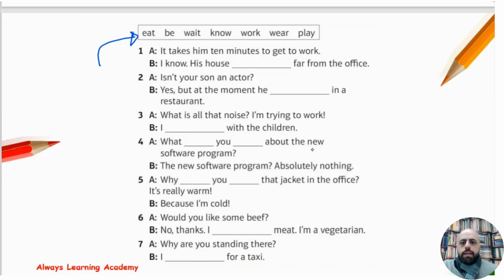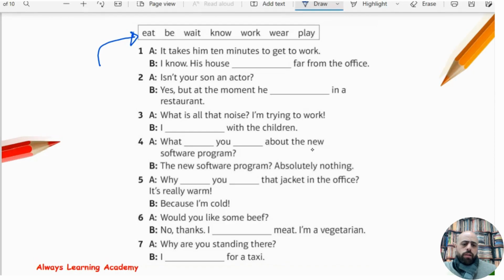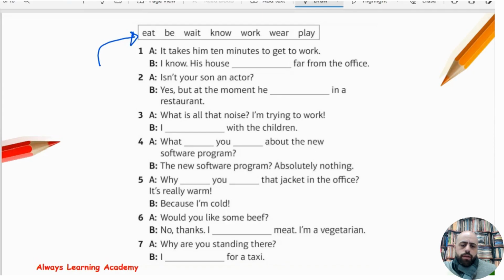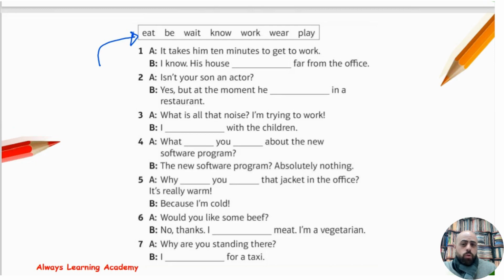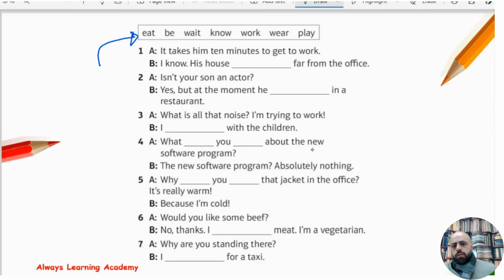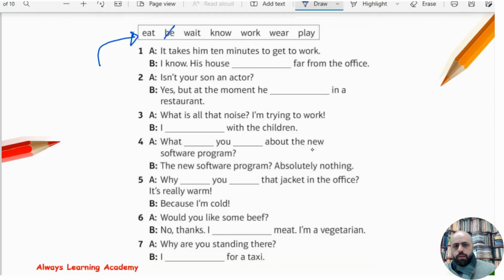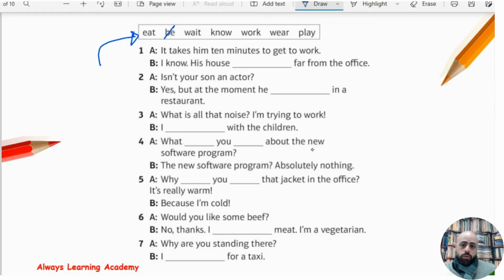So number one, it takes him 10 minutes to get to work. The other person says, I know his house is far from the office. Of course, here, are we talking about temporary things, or something happening at the moment, or a general fact? Obviously, this is a fact, so we should use simple present. And the correct verb here is verb be. So I know his house, so his house is far from the office.